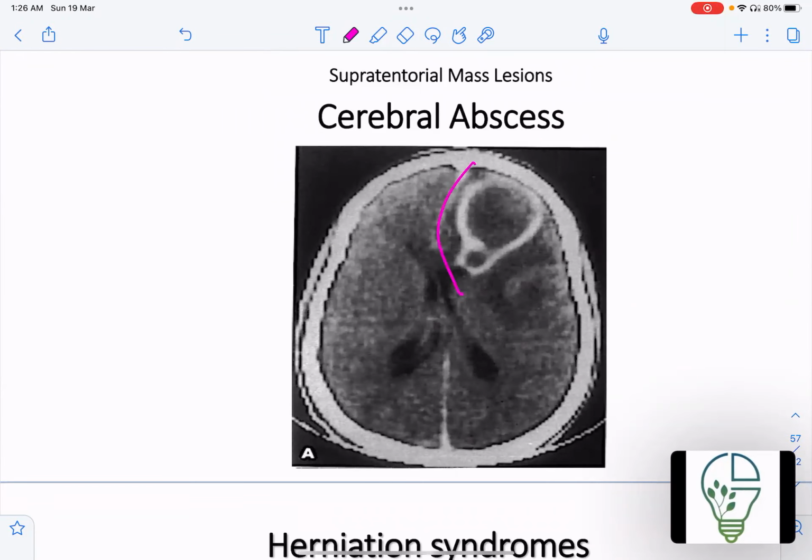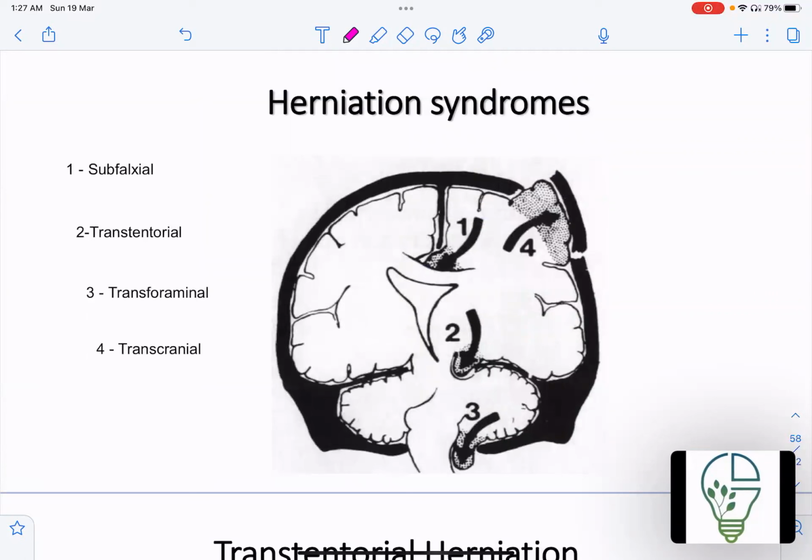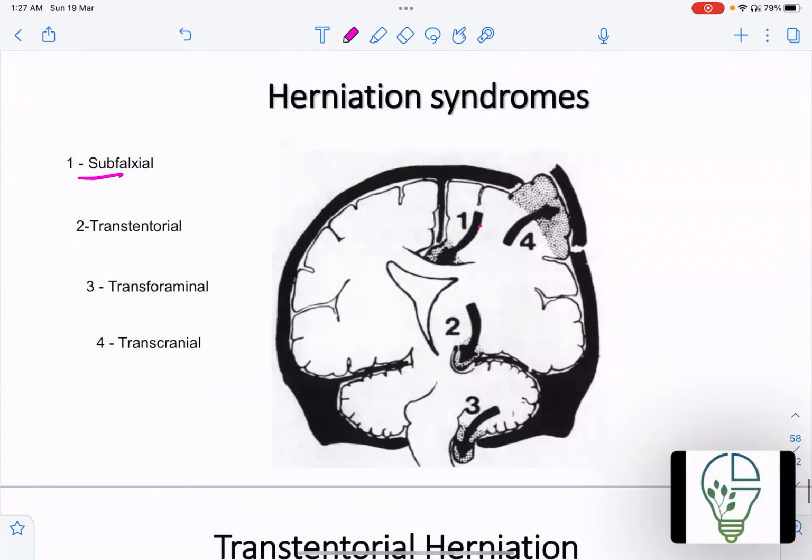Here you can see a cerebral abscess. This enhanced ring always indicates a cerebral abscess. We talk about herniation, which is one of the most common causes of papilledema. It can lead to a lot of deficiencies itself. The first one is subfalcine, which is basically it goes inward into that region. Second one is transtentorial. This is important.